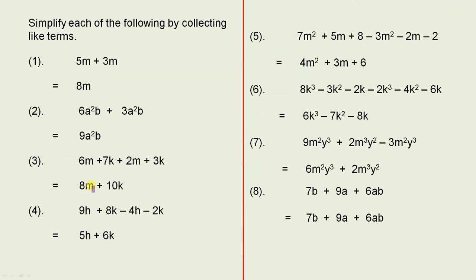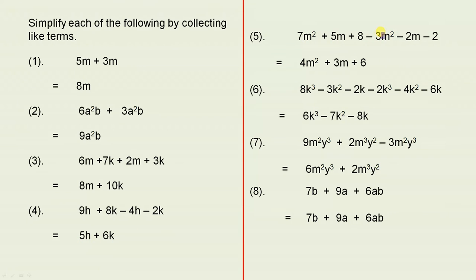6m plus 2m gives us 8m. 7k plus 3k is 10k. You can't add those together because they're unlike terms. 9h take away 4h is 5h. 8k take away 2k is 6k. That stays the same because they're unlike terms.